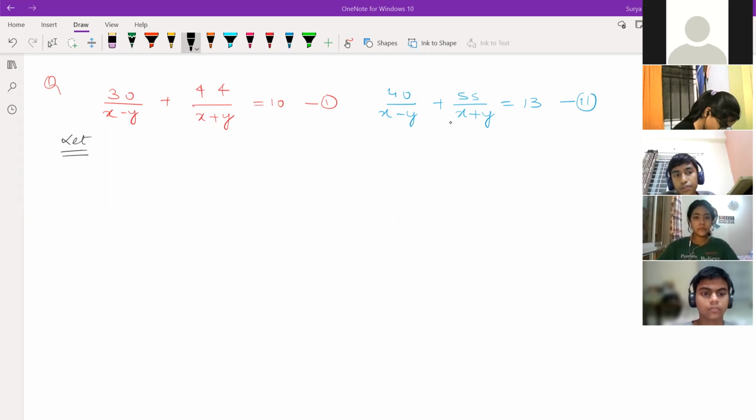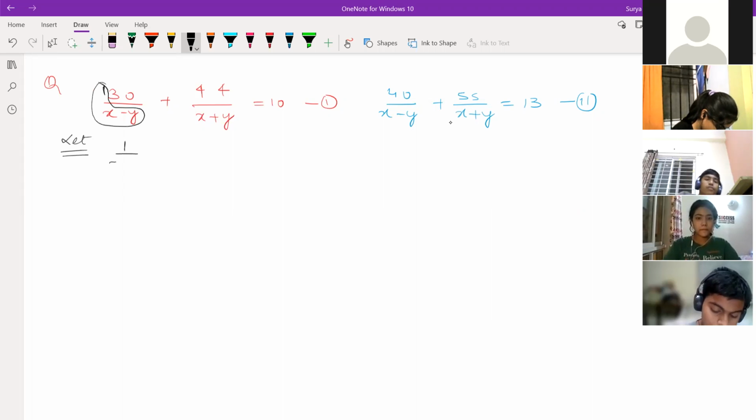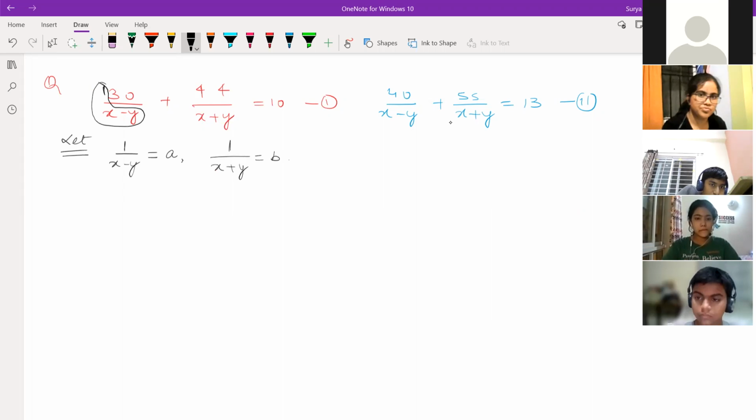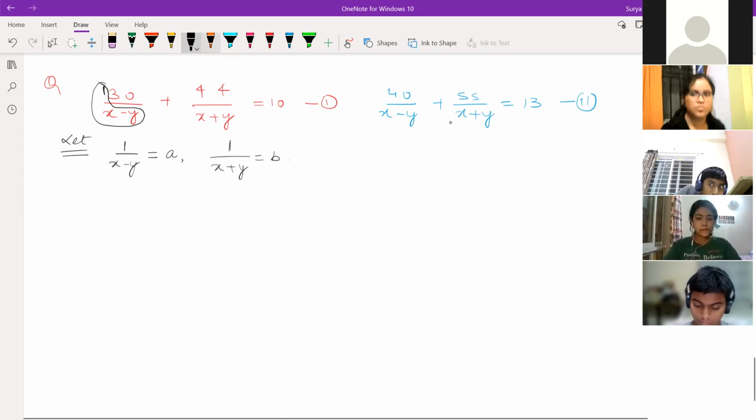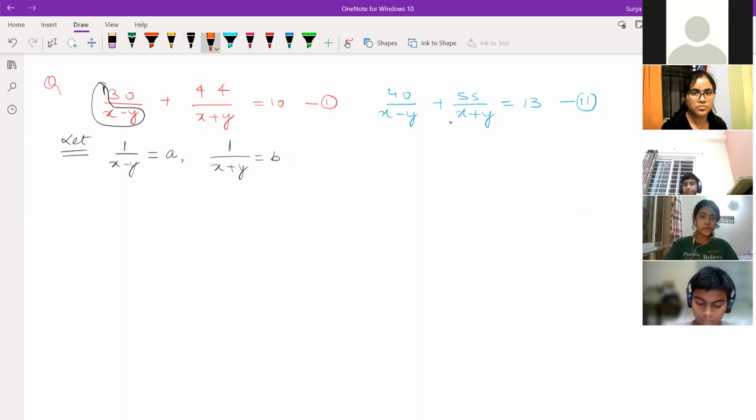Akshat, we are doing the elimination method, pair of linear equations in two variables, okay? Harder questions. So first of all, 1 divided by x minus y, we have to let something. 1 divided by x minus y is equal to a, and 1 divided by x plus y is equal to b. We are just letting this, okay? After this, we put the value of 1 by x minus y as a.